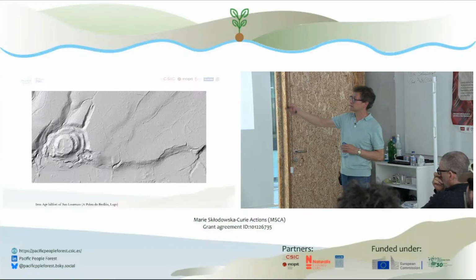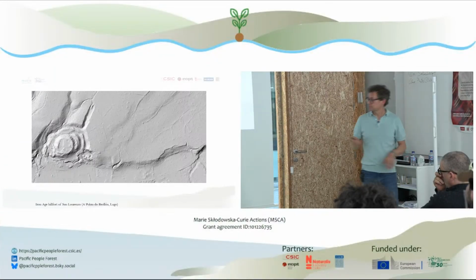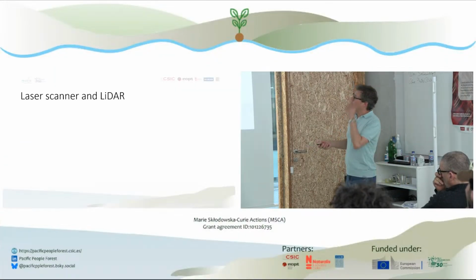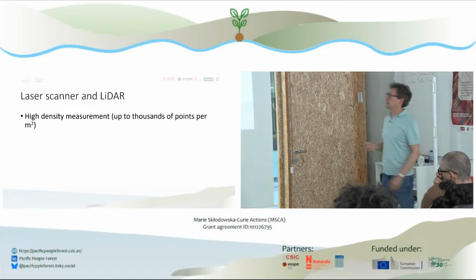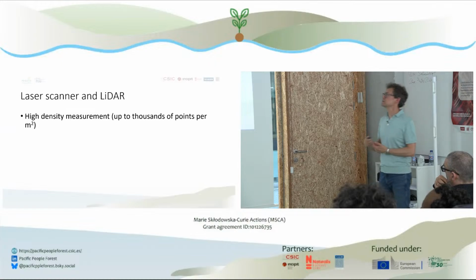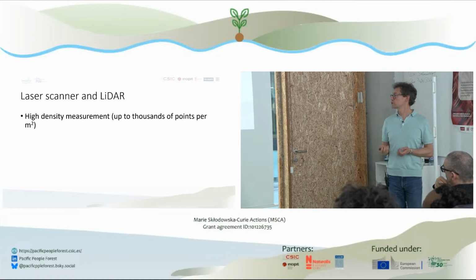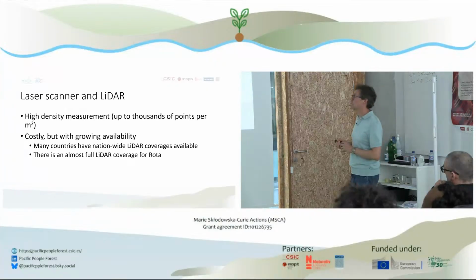Well, what you can see there is an Iron Age hill fort with the ramparts, the ditches, and so on. Well, it produces, again, these point clouds with very high densities. They can be like thousands of points per square meter. It's very costly, but it's becoming increasingly available.